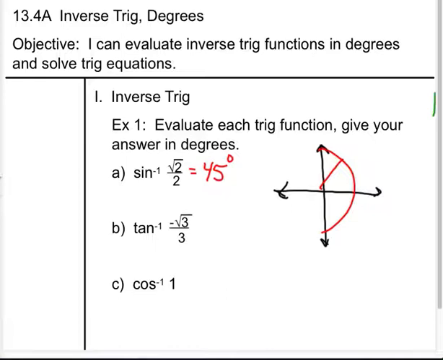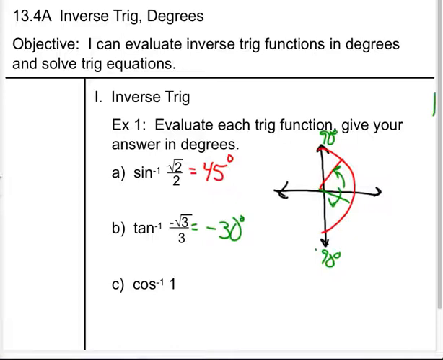Tangent inverse has the same restricted domain, the -90 to +90 degrees, so we're looking at the same region. We notice that we're taking the tangent inverse of a negative, so we know we're in the fourth quadrant, so we know our answer will be negative because we're rotating. Remember, the negative means we're rotating clockwise, and positive we're rotating counterclockwise. So we know that our degree is negative, and the negative square root of 3 over 3 we have memorized is 30 degrees.